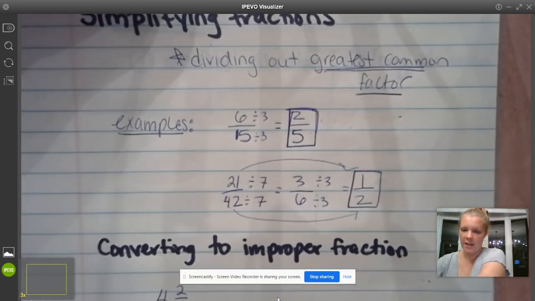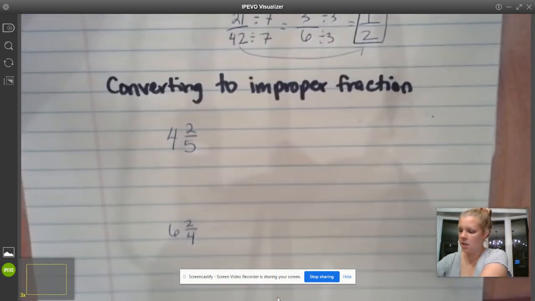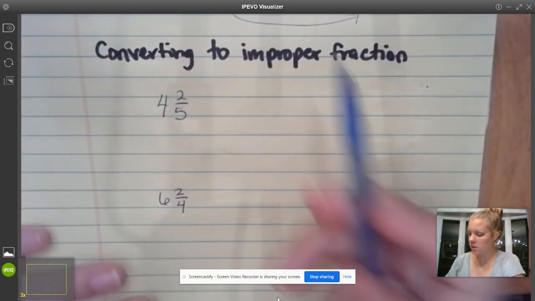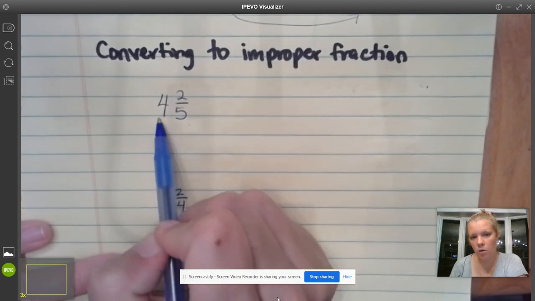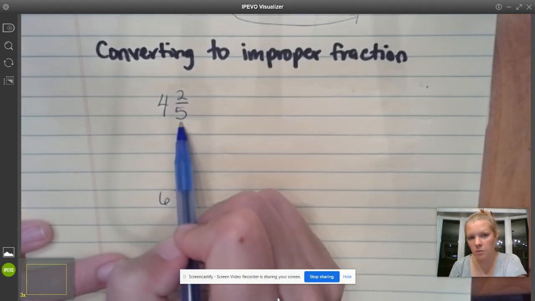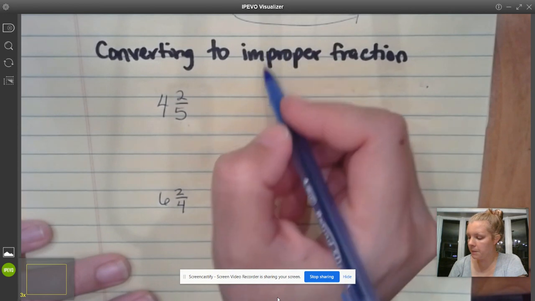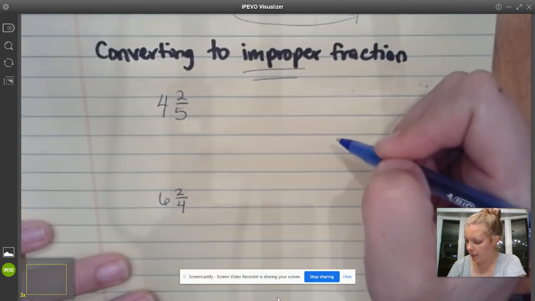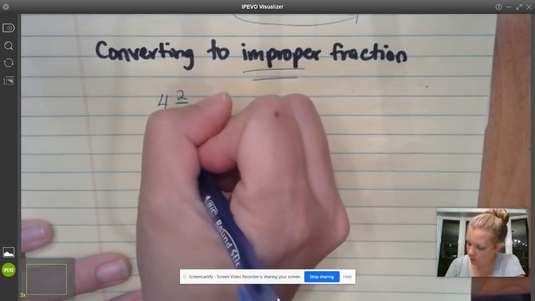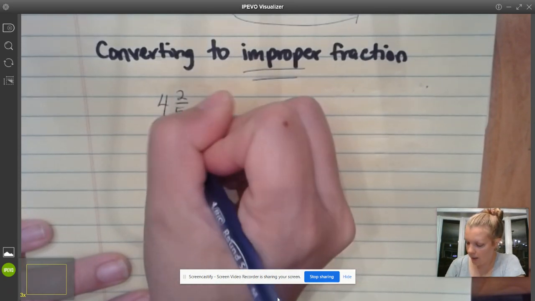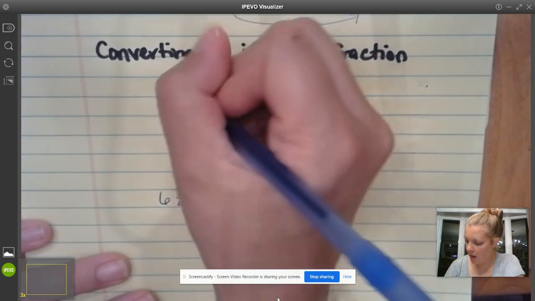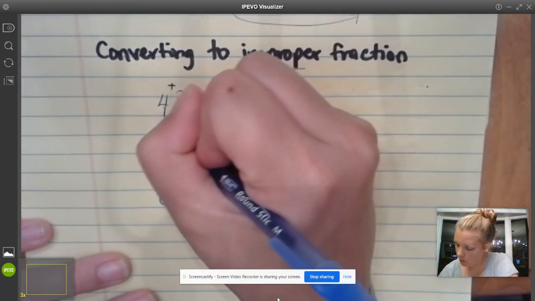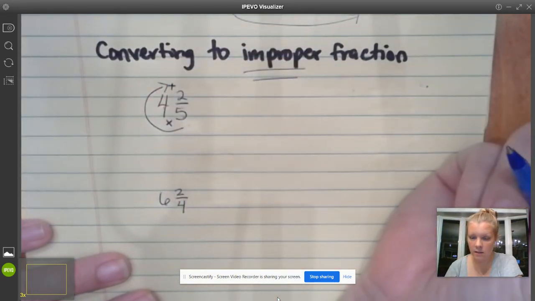Okay, the next general fraction topic that we need to review is converting to an improper fraction. This is a mixed fraction. It has a whole part and a fractional part, and we need to be able to change it to an improper fraction. That's when the numerator is bigger than the denominator. To do this, you're going to multiply the denominator by the whole number, and then you're going to add whatever's on top, the numerator. And we always go in a circle like this.